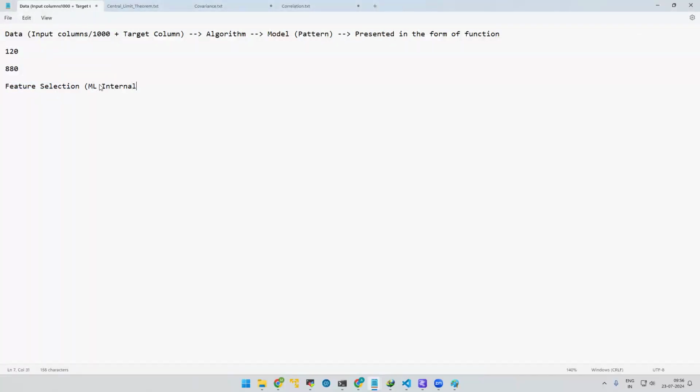Sir, here algorithm means correlation, covariance, those things? No, we'll discuss algorithm later. Correlation is not an algorithm.